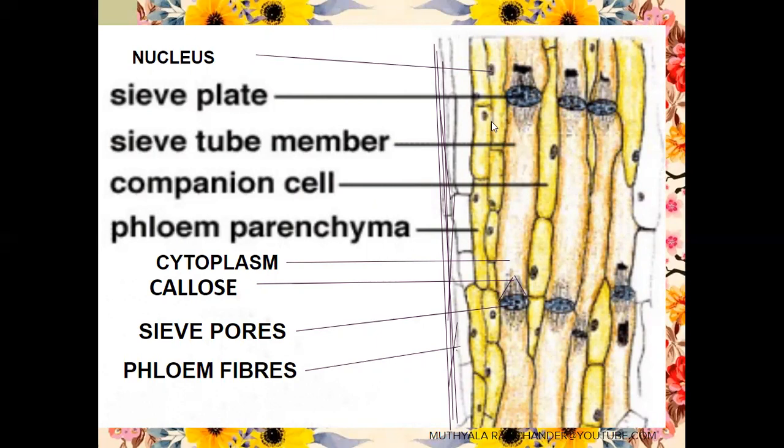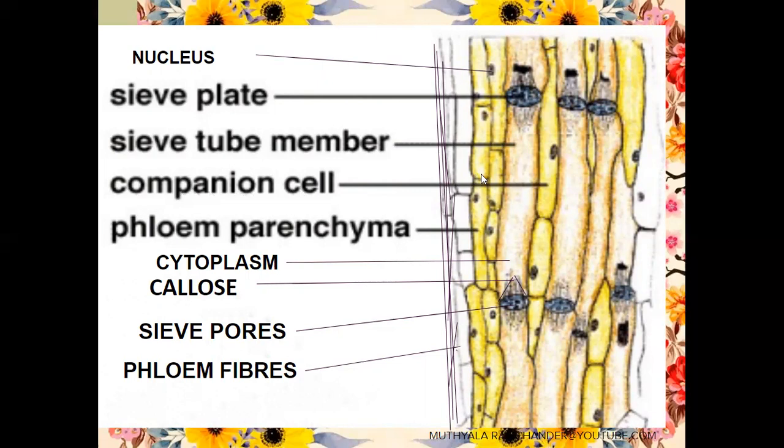Outside of these sieve tubes, long tube-like structures are present. They are called companion cells. They are filled with protoplast. Protoplast contains the nucleus, cytoplasm, and all cell organelles. So these help in supporting the transport of organic solutes through the sieve tube members. They act as helping cells in the phloem. The helping cells are also called companion cells.